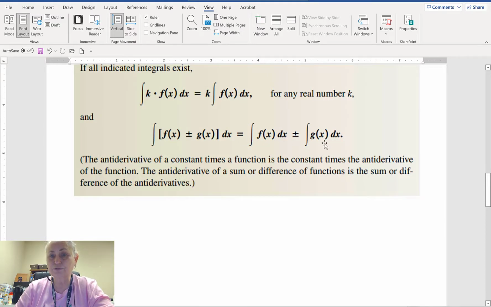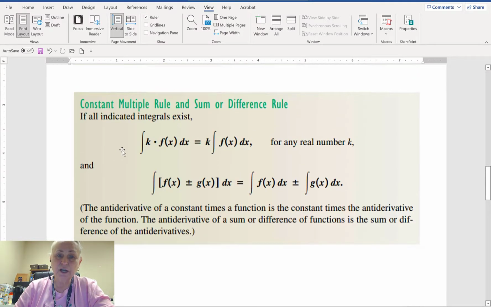Just take the integral separately of each of those parts that are added or subtracted. Okay, so you can bring a constant outside, and if it is made up of multiple sums or differences, now we're talking about adding and subtracting, we're not talking about two functions that are multiplied, we're talking about adding or subtracting, you can separate the terms that are added or subtracted.